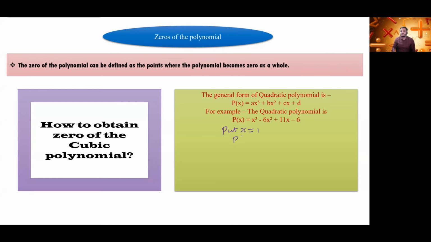Let's see. So p of x will be equal to, x के जगह पे सिर्फ आप लोग 1 पुट करोगे. So 1 cube minus 6 in bracket 1 square plus 11 in bracket 1 minus 6.